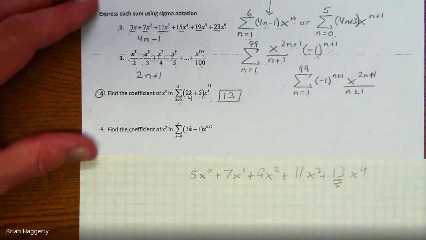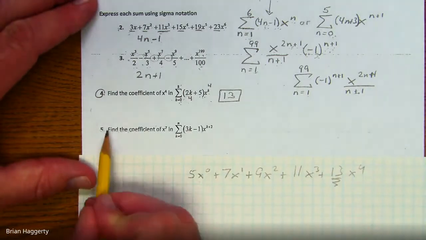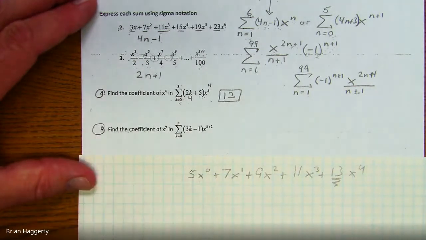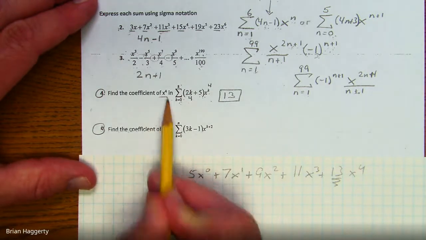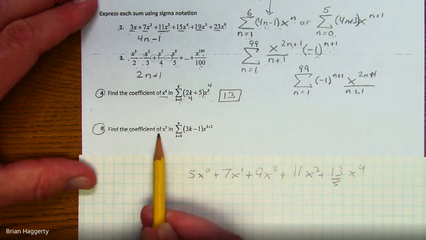All right, a slight level up from number 5. Same type of question, but instead of asking us for the coefficient of x to the 4th, they're asking us for the coefficient of x to the 7th.